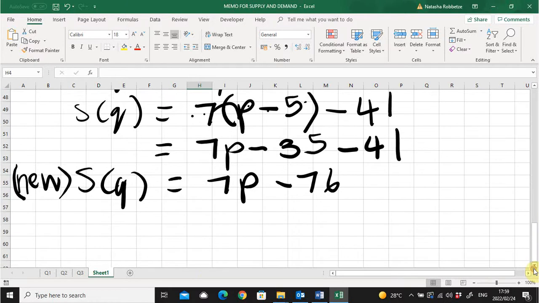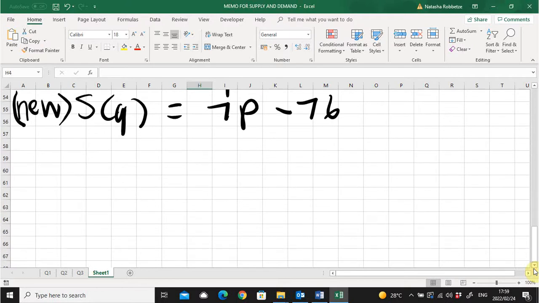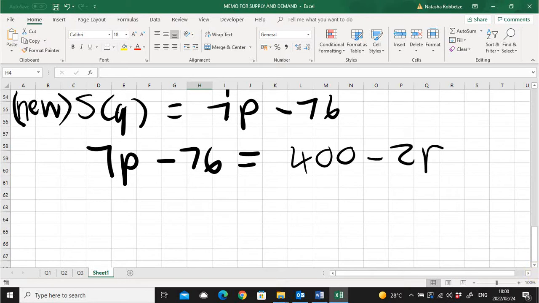Right, now we need to calculate a new market equilibrium. So that means we need to use the new supply that we've just calculated, and we have to set it equal to the old demand because tax does not affect demand. So that's going to be then 7p minus 76 equals our demand function. I'm just looking back at my papers here to make sure I jot down the right demand function: 400 minus 2p. So this was the original function that was given to us. This one we did not adjust.